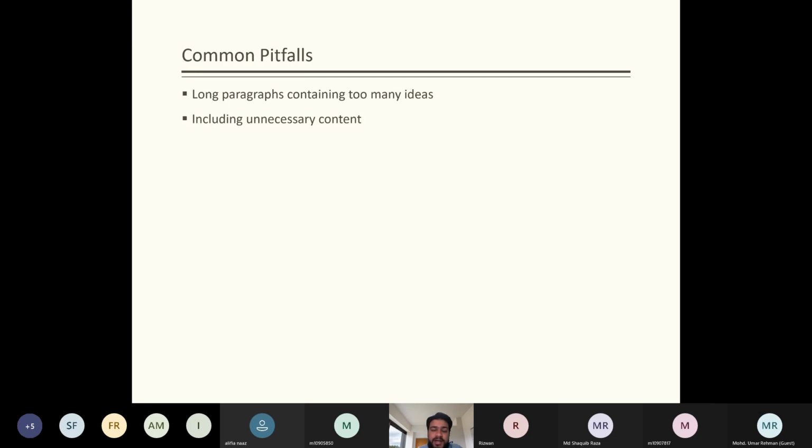Don't include unnecessary content. I can't stress that enough, especially for a research proposal for an application. You cannot include unnecessary content. You don't have the liberty to do that.